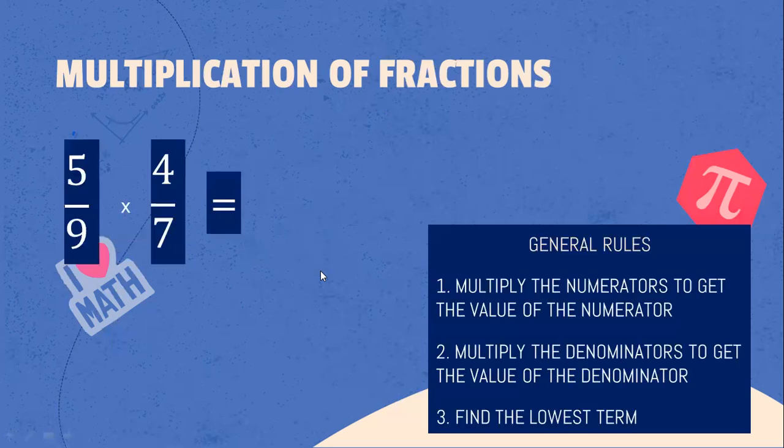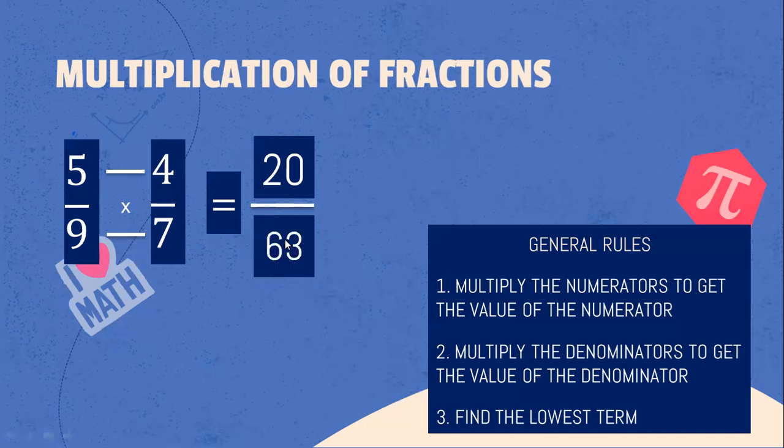Let's have another example. 5 over 9 multiplied by 4 over 7. Let's try to follow the rules. Number 1, multiply the numerators. 5 multiplied by 4, that is 20. Then multiply the denominators. 9 multiplied by 7, that is 63. Let's find the lowest term. 20 over 63 is in lowest form already. That's why the final answer is 20 over 63.